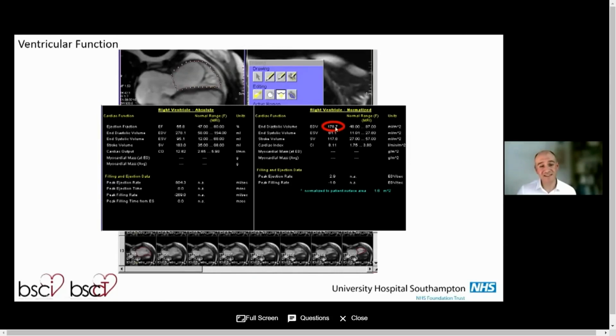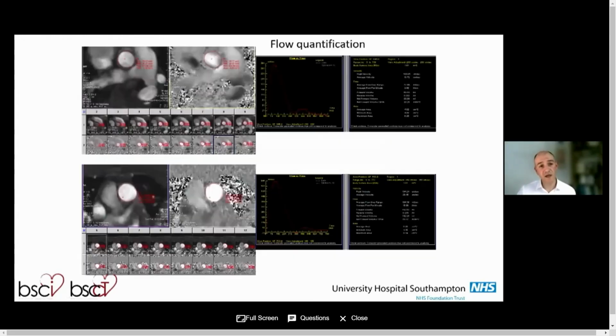So this is a severely dilated right ventricle, which we assess with our visual assessment. We're now able to quantify that. We're then able to go on in this individual and actually assess their blood flow within their ascending aorta and also within their pulmonary trunk, and absolutely quantify it.